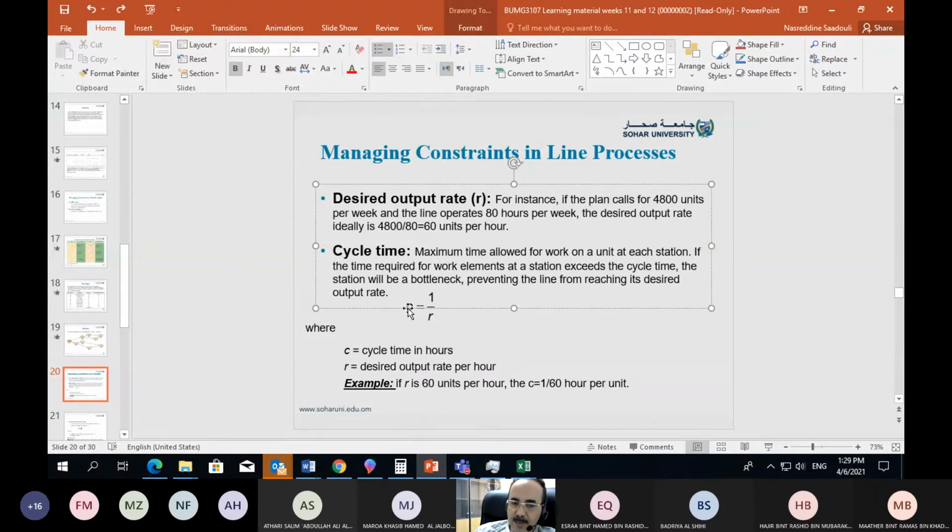Now here, obviously, the cycle time is in terms of the units of the desired output rate. So if this is 60 units per hour, then the cycle time will be in hours. So when I put 1 over 60, it will be 1/60 of an hour per unit. What if I want it in minutes? Multiply by 60. So that will be 1 minute per unit. If it's in seconds, 60 seconds per unit, and so on. Okay, this is how we calculate these values.